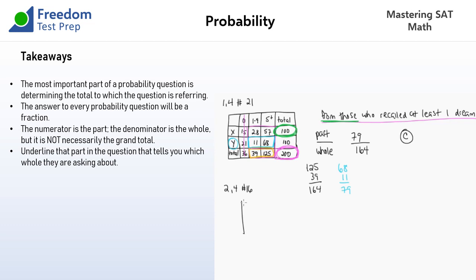All right, now let's go to test 2, section 4, number 16. And we've got a smaller table here. I'm just going to put the numbers in. We've got 18, 82, 7, and 93. I'm going to say pass and no pass up here, and then review and no review along the side.